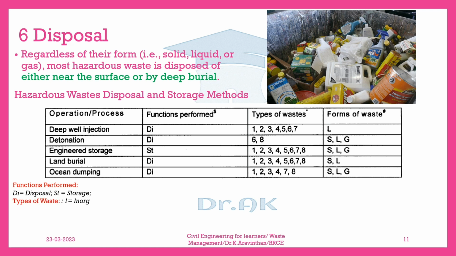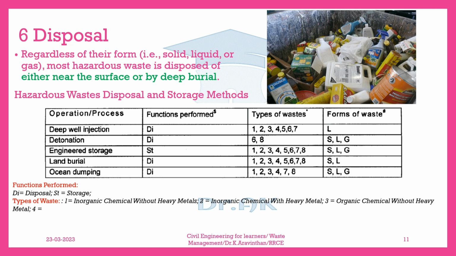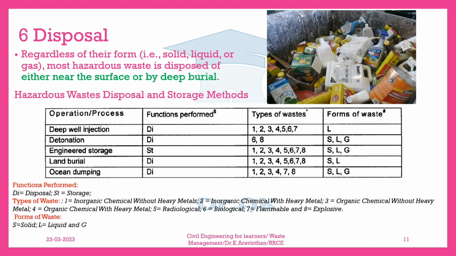Types of waste: 1 equals inorganic chemical without heavy metals, 2 equals inorganic chemical with heavy metal, 3 equals organic chemical without heavy metal, 4 equals organic chemical with heavy metal, 5 equals radiological, 6 equals biological, 7 equals flammable, and 8 equals explosive. Forms of waste: S equals solid, L equals liquid, and G equals gas.